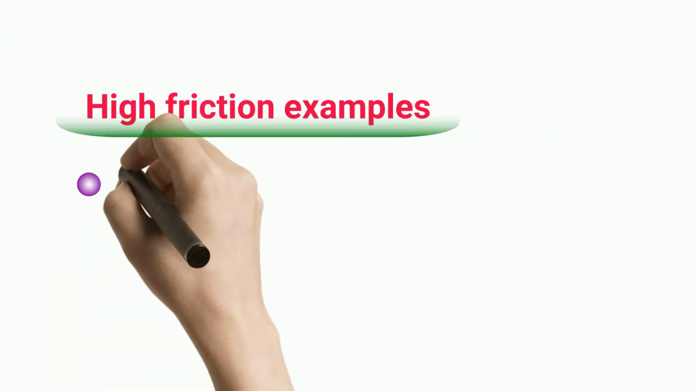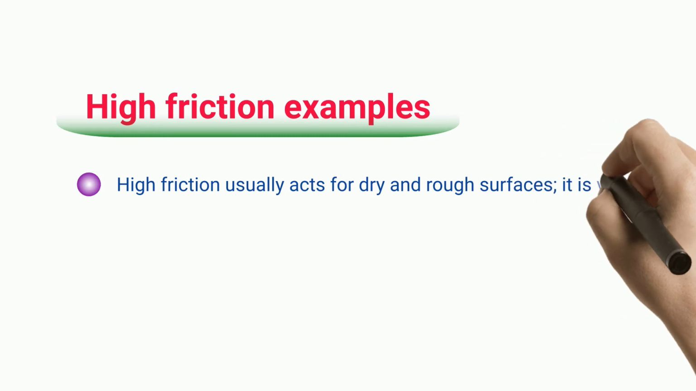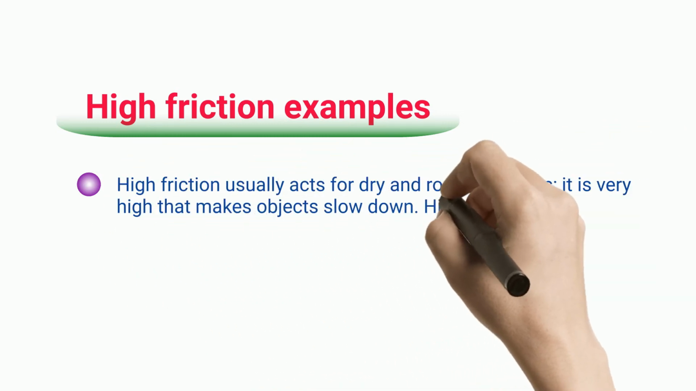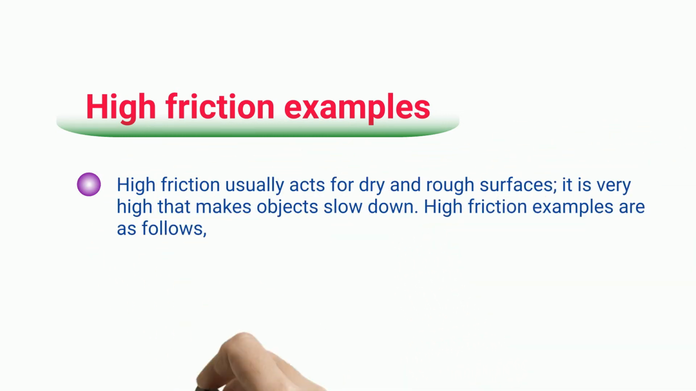High friction examples. High friction usually acts on dry and rough surfaces. It is very high, which makes objects slow down. High friction examples are as follows.